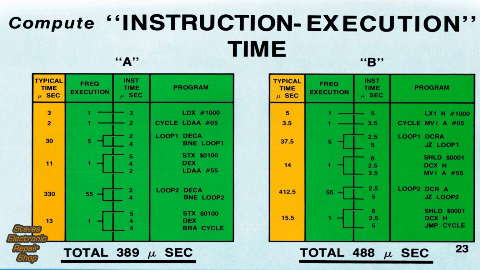The next step is to compute the instruction execution time for each program. You do this by making up a chart that shows the instruction time for each operation and the frequency of execution, which means how many times the instruction is performed in the program. The next step is to calculate the typical instruction time in microseconds, as shown in the left-hand column. To do this, simply multiply the frequency of execution and the instruction time. Now add them all up, and you've got the total instruction execution speed.